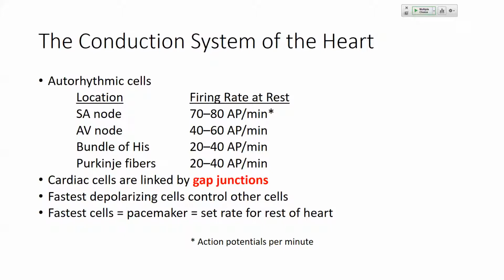And that's going to start out at about 70 to 80 action potentials per minute. The AV node is a little bit slower. That's going to be 40 to 60 action potentials per minute.